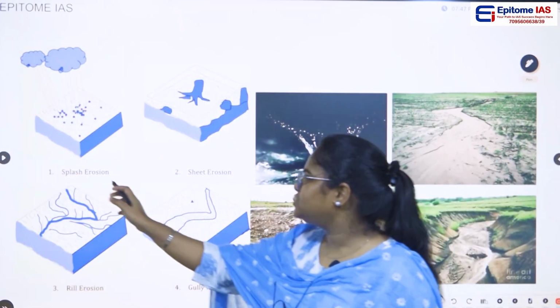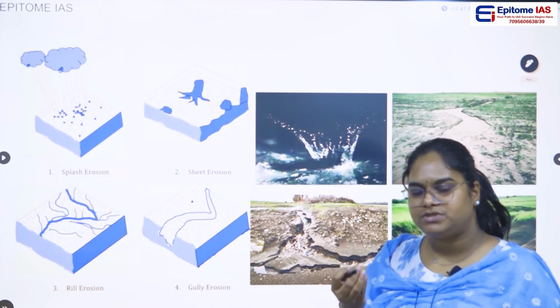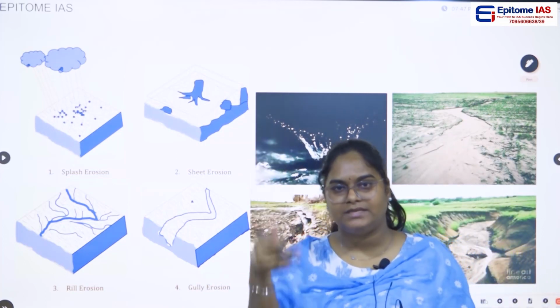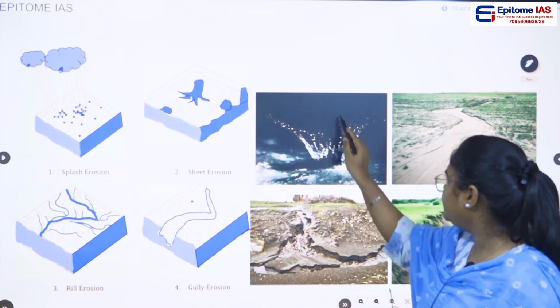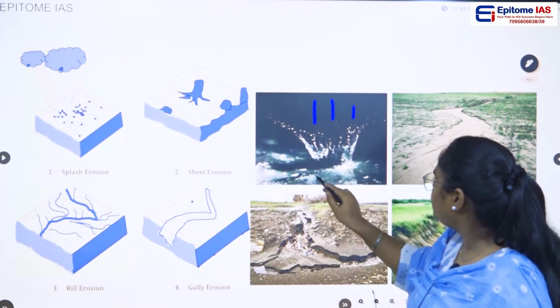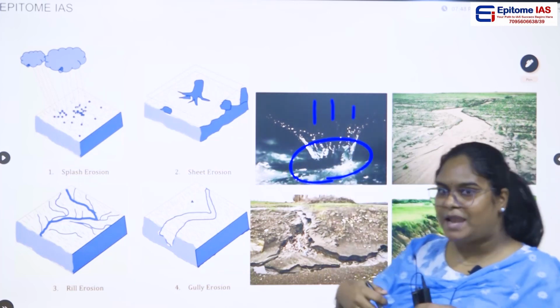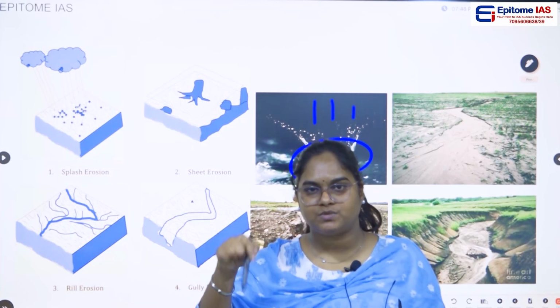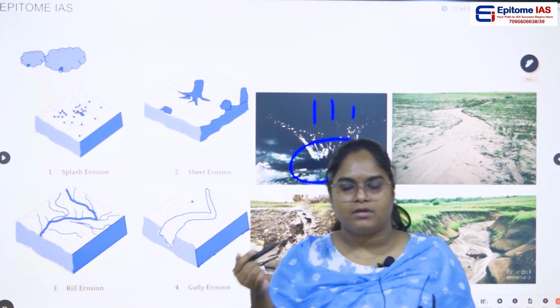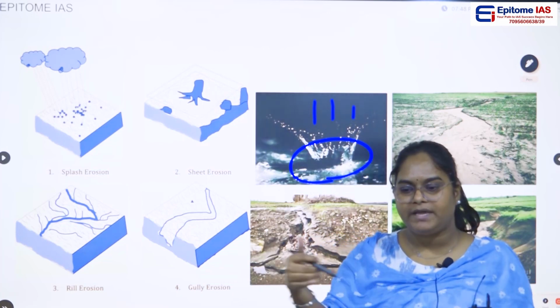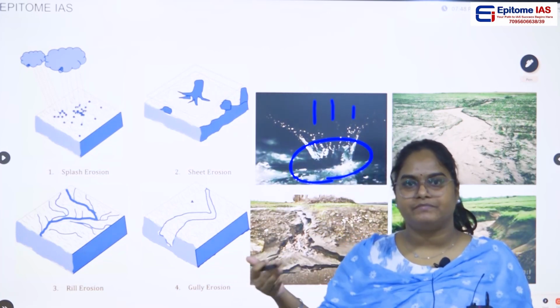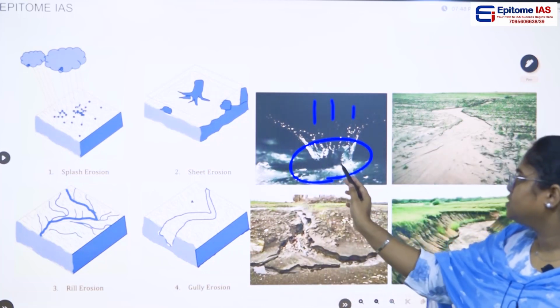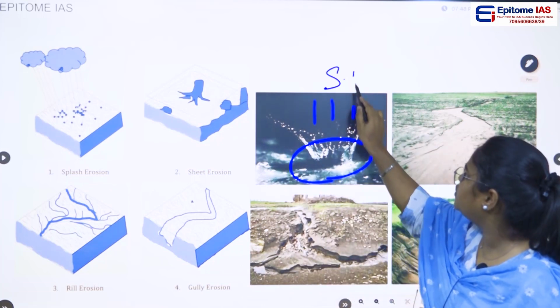What is this splash erosion? Splash erosion is whenever the rain is coming. When the rain drops fall on the soil, a splash is happening, and this particular splash will erode the soil. The top layer of the soil will be coming out because of this splash. So this is splash erosion.